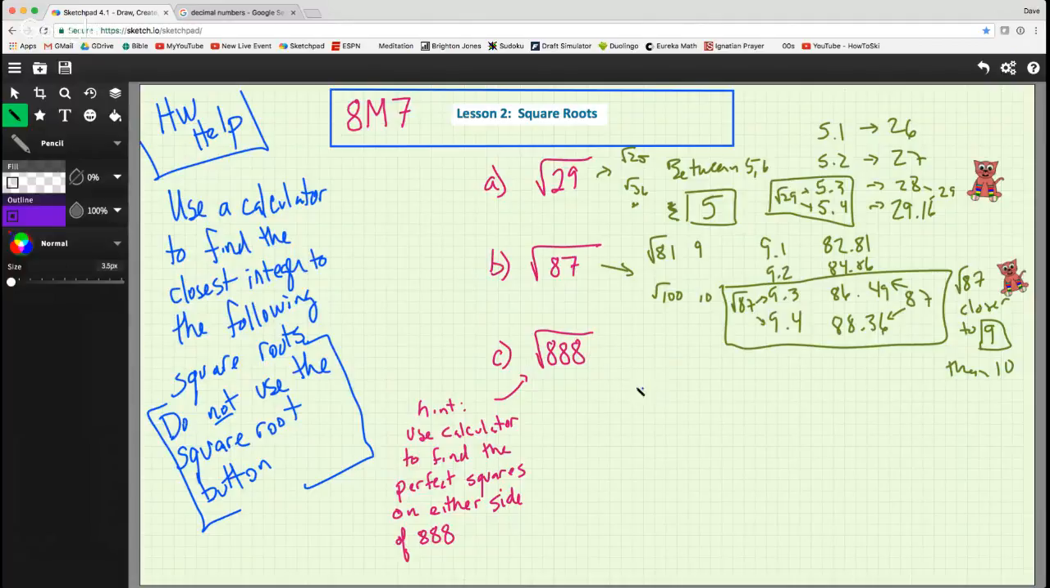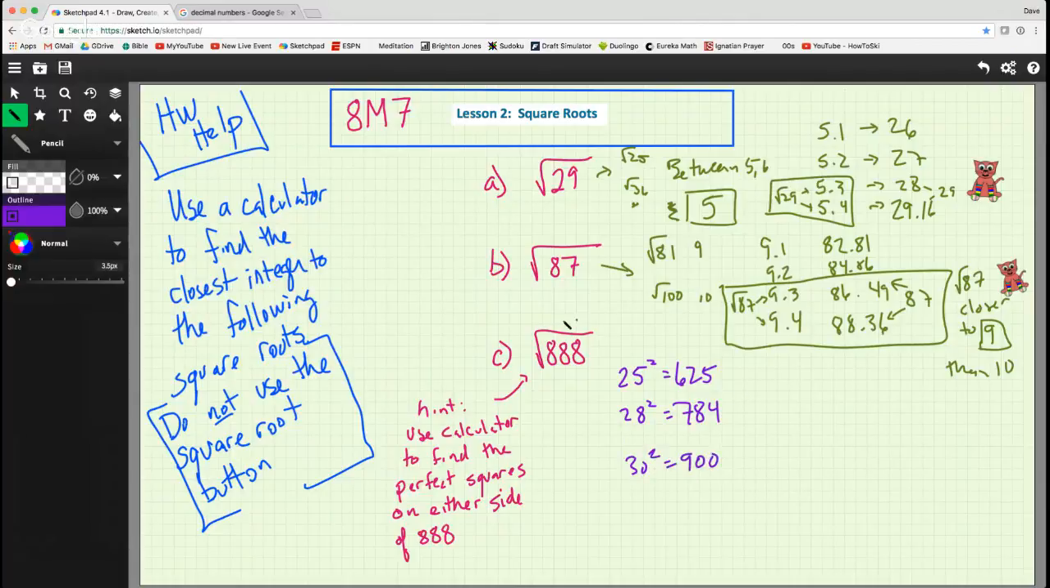So, well, let's see. Let me try some numbers. Let's find the two closest integers first. So let's try 25. I know 25 might be kind of close. 25 squared is 625. Well, let's keep going. How about 28 squared? We're just looking right now. This is 784. We're getting close. Let's try 30 squared. Well, 30 squared is 900.